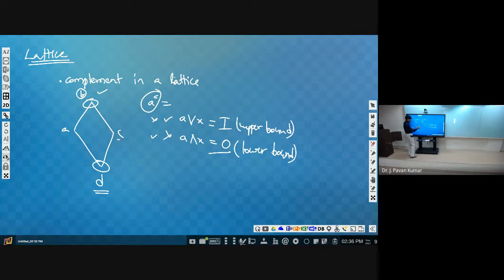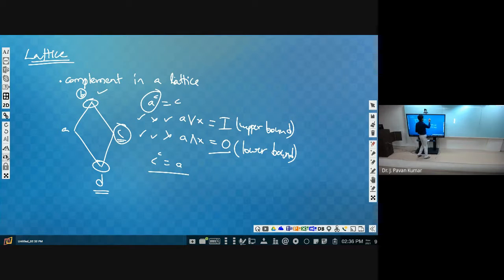But now consider C. A join C is B, which is nothing but I. Next, A meet C is D, which is nothing but O. So both the conditions are satisfied. So we can consider C as the complement of A. So A complement is C. A similar case you can observe for C complement as well. B and D will not satisfy, but A will satisfy these two properties. So we can consider C complement as A.